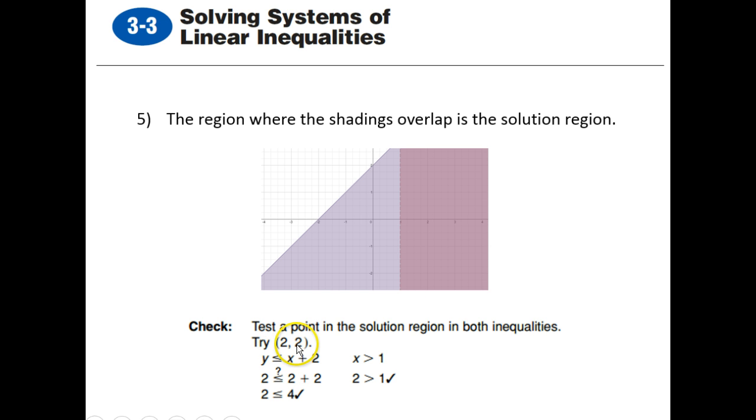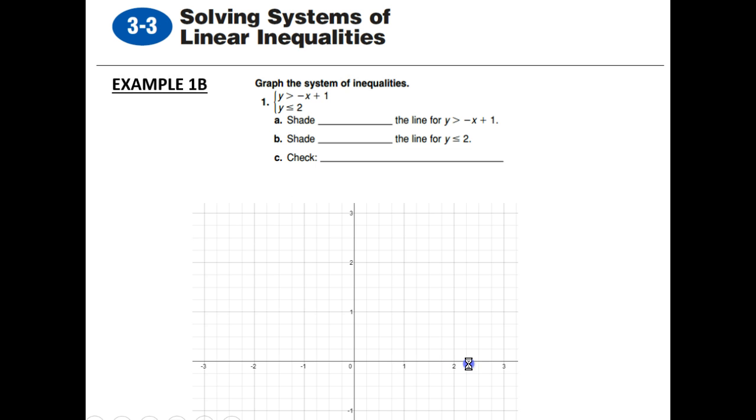We're trying 2, 2. If you look really close, every 5 lines is worth 1 point. So this is 1 and this is 2. So 2, 2 would be right here where my arrow is pointing. That's the point that we're choosing to try. So we're going to try it in the first equation down here. We get, is 2 less than 2 plus 2, and the answer is yes. Is 2 greater than 1, and the answer is yes. So we know that we graphed it on the correct side.